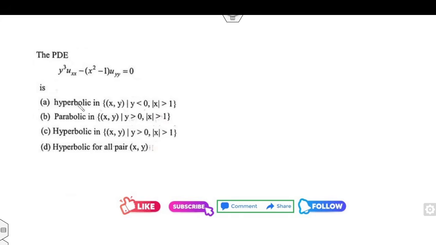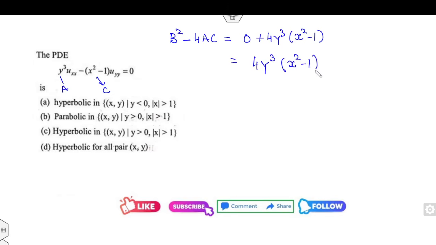Look at this another one. Again you are talking about the parabolic. So this is my A, this is my C, B is my 0. I can start with b square minus 4AC. 0 minus 4 y cube into x square minus 1. That means minus 4y cube times x square minus 1.